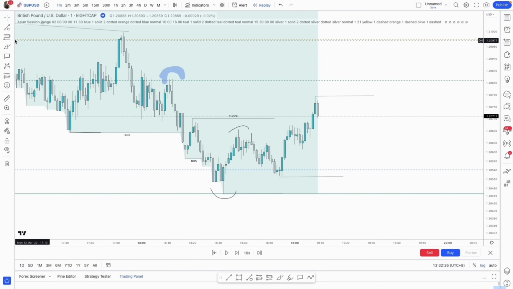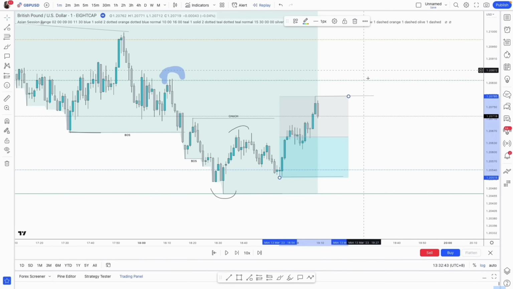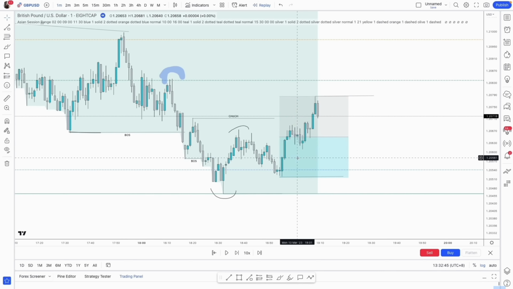Now, when I look at this, what I like to do is get the Fibonacci tool and draw out premium and discount. So the bottom 50% is what we call discount pricing, and the top 50% is premium. If you're buying, you want to be buying in the discount, and if you're selling, if you're going short, you want to be selling in the premium of the price leg. So we want to look for an order block or a demand zone inside of this blue area.